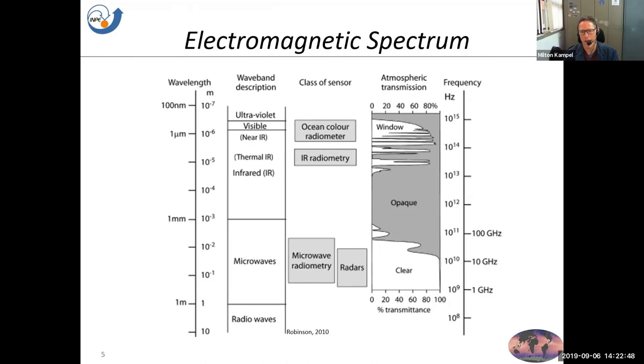on our sensors, our bands, where we have the atmospheric windows. That means where the radiation is not being blocked by the atmosphere itself or by the constituents of the atmosphere, such as water vapor or water itself, if you wish, carbon dioxide, ozone, and so on, okay?